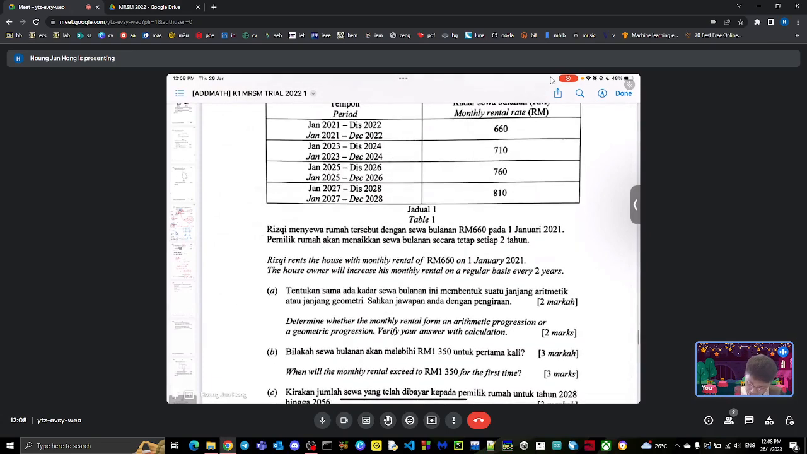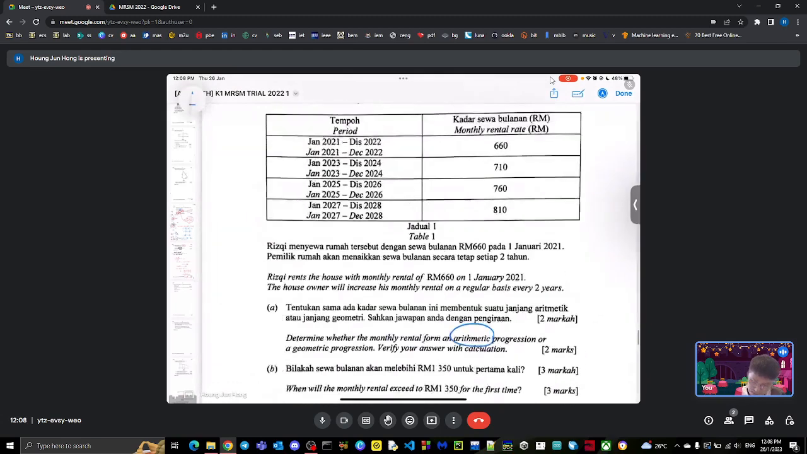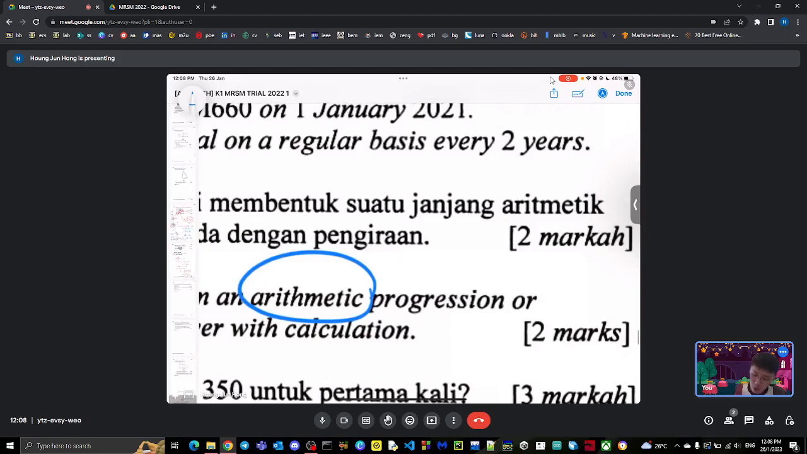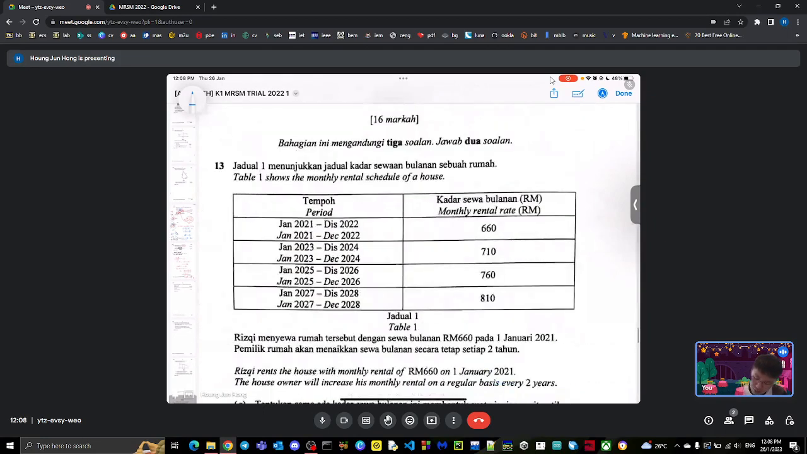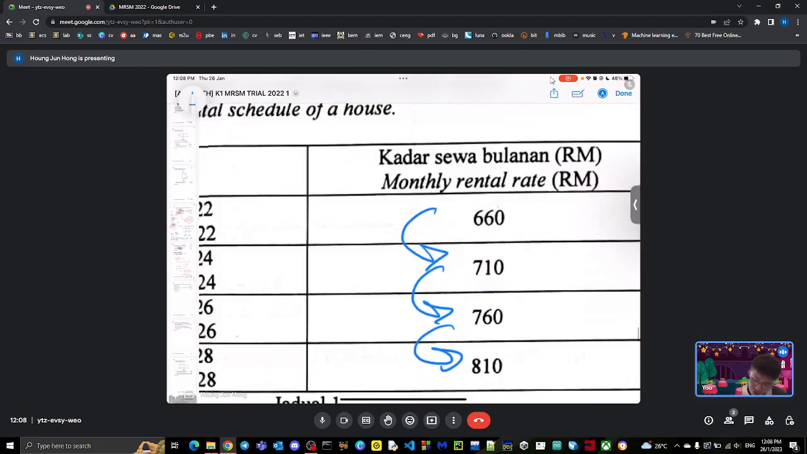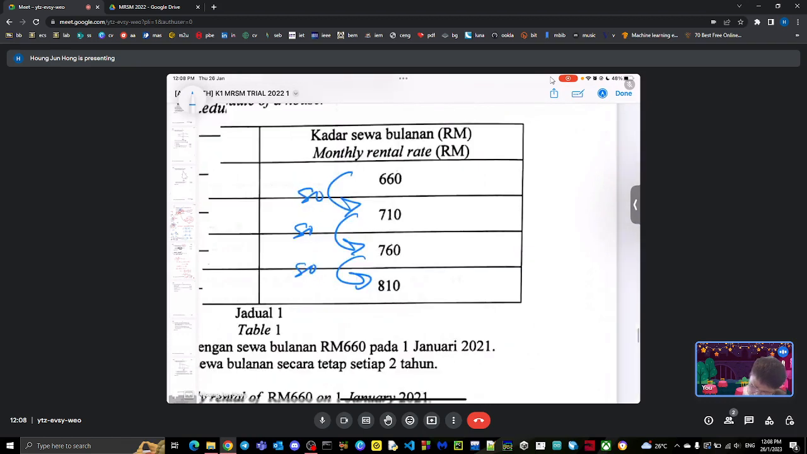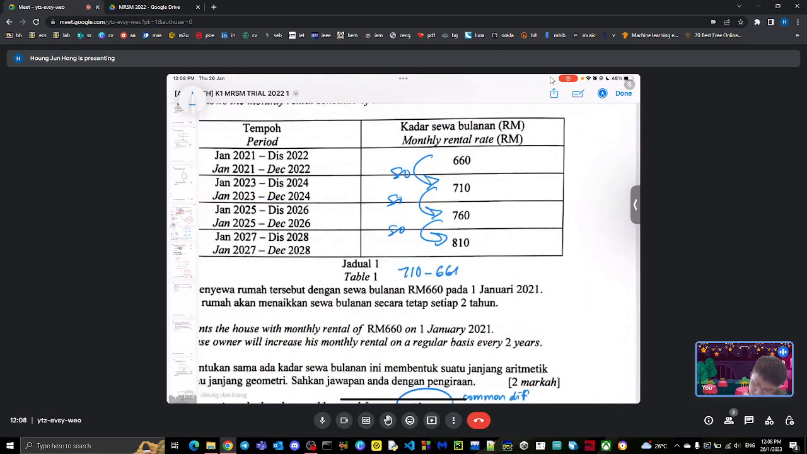So obviously this is arithmetic, because as you can see, it has a steady increase. The condition for arithmetic progression is that you have a common difference that is a constant between every consecutive term. So from this term to the next term, and the next, you should have a constant increase. In this case, you just have to prove that this one is 50, this one is 50, this one is 50. So something like 710 minus 660 equals 760 minus 710 equals 810 minus 760. That's it.